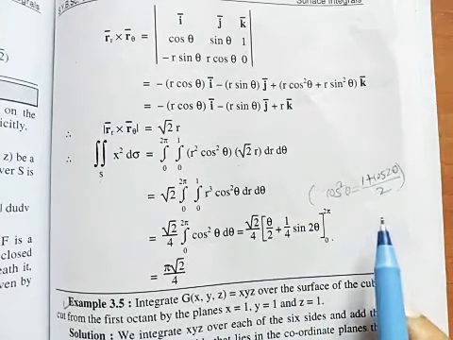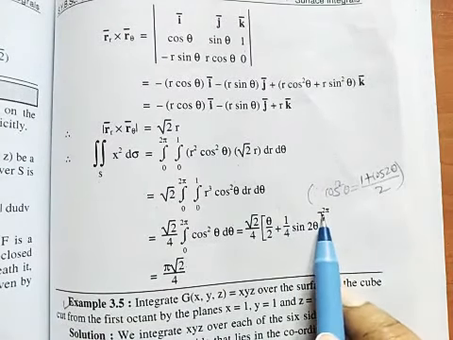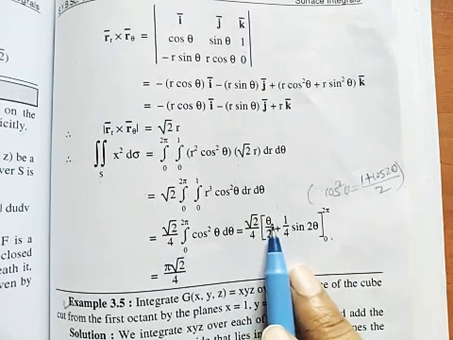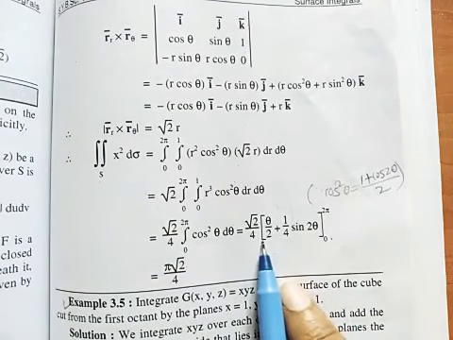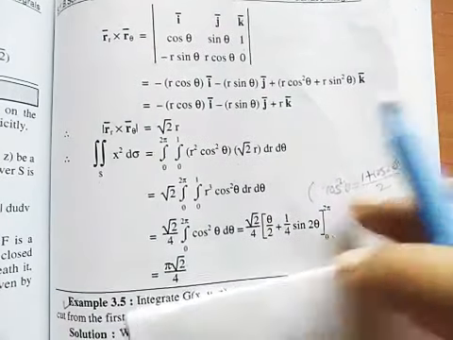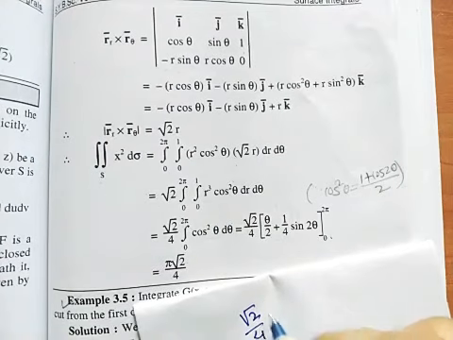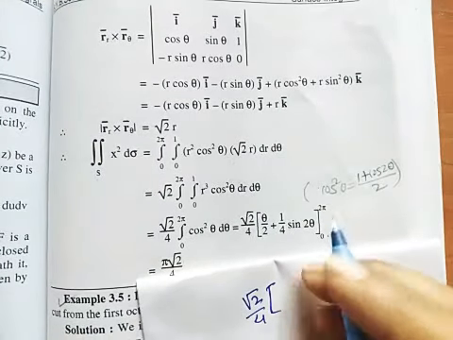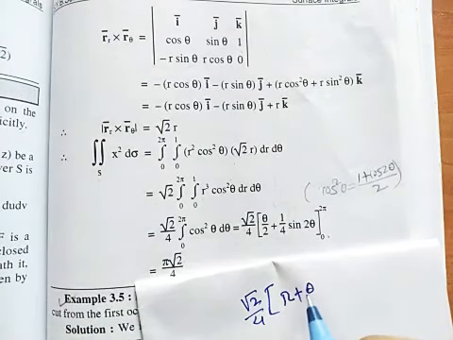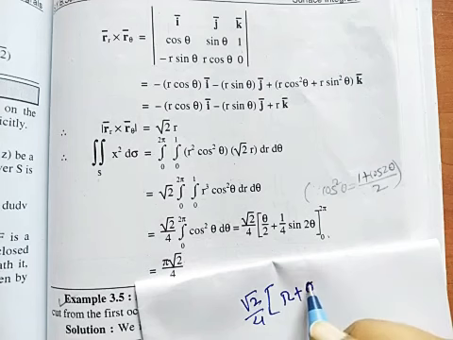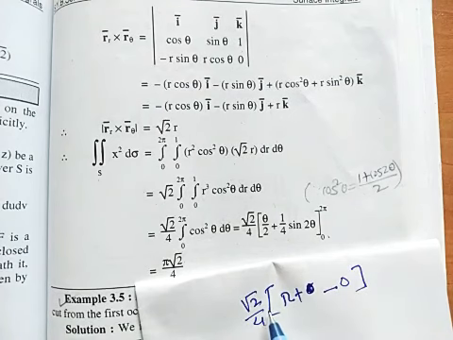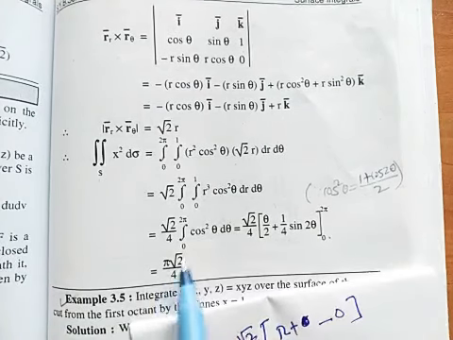After applying limits, if we apply 2 pi, sin 4 pi will be 0 here. So first of all, root 2 upon 4 as it is, in the bracket the upper limit 2 pi upon 2, that is pi, plus 0, because sin 4 pi is 0, minus 0. So what we get is pi into root 2 upon 4.